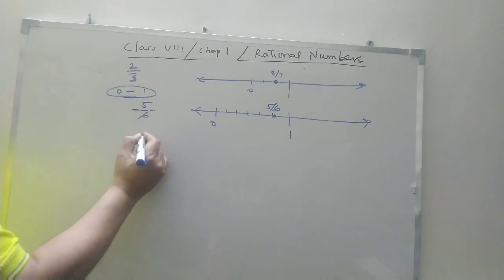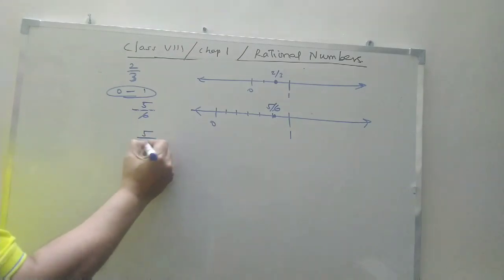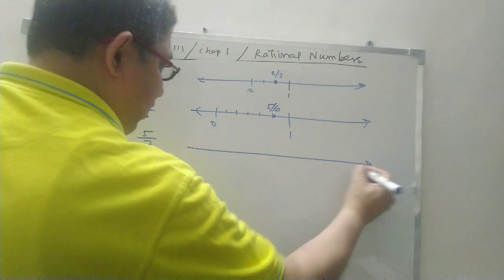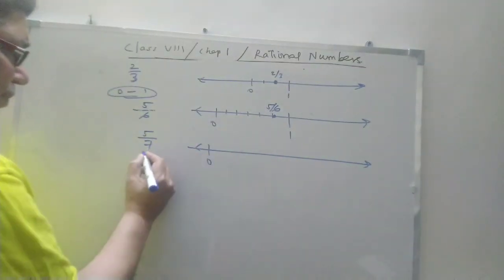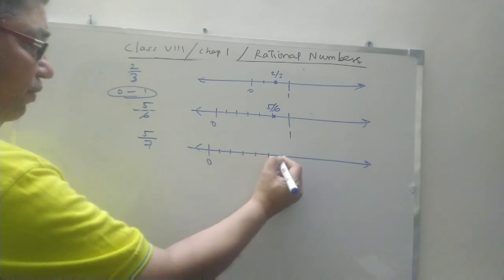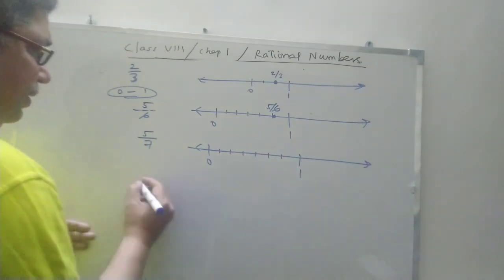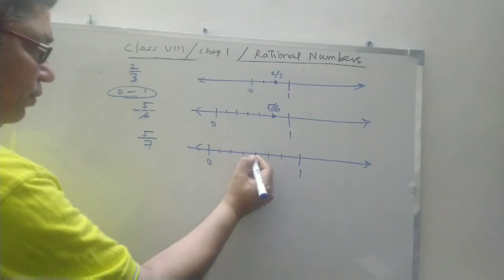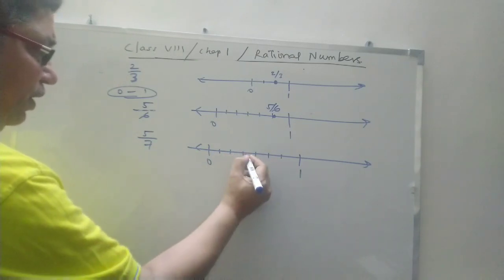Now suppose I have say 5 by 7. So again same way, 0, 7 parts, denominator 7, 1, 2, 3, 4, 5, 6, 7. So 5 out of 7 parts, 1, 2, 3, 4, 5.